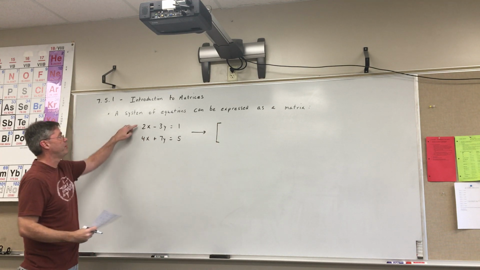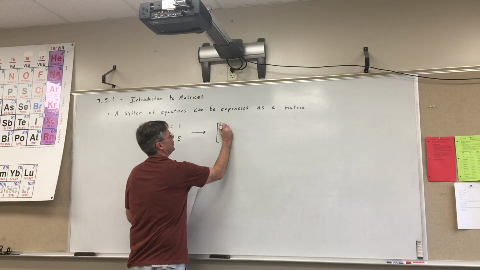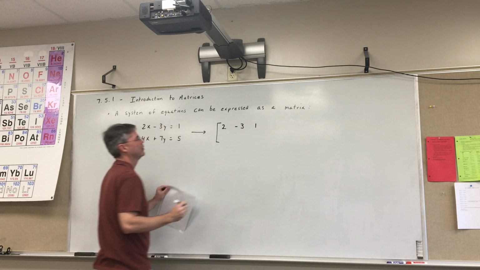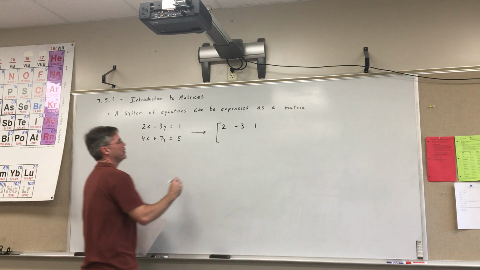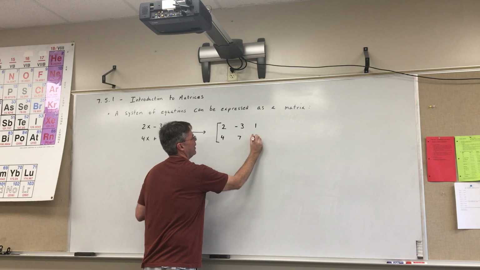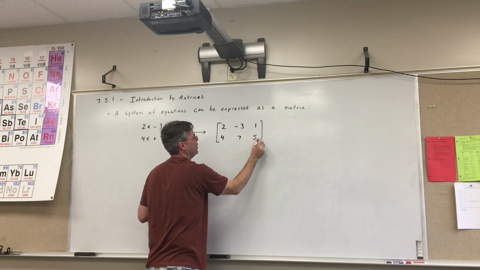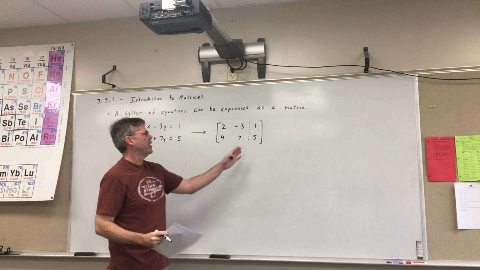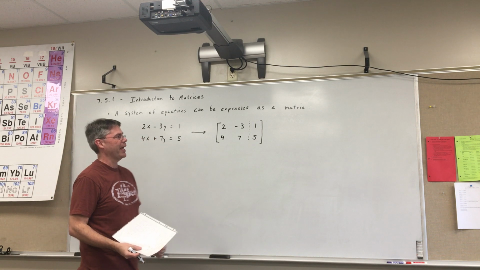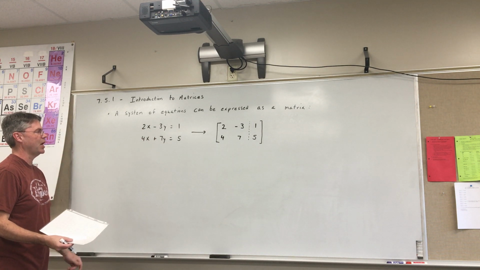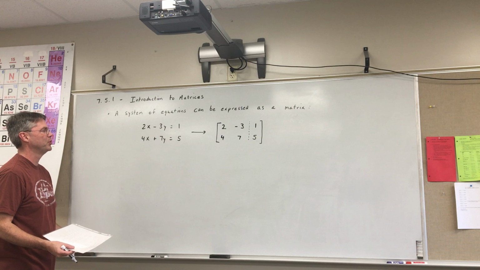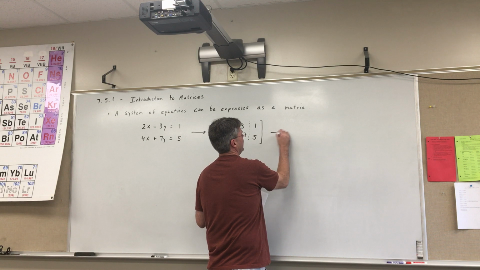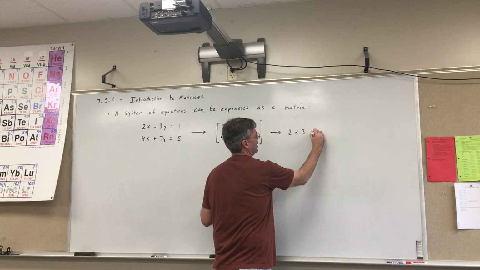So you just take the coefficients. In this case we'd have 2, negative 3, and 1, and 4, 7, and 5 for the second equation. Now some people like to put a dash line there to show that the third column doesn't have any variables in it, it's just a constant. But you don't have to put the dash line. We would call this a 2 by 3 matrix.